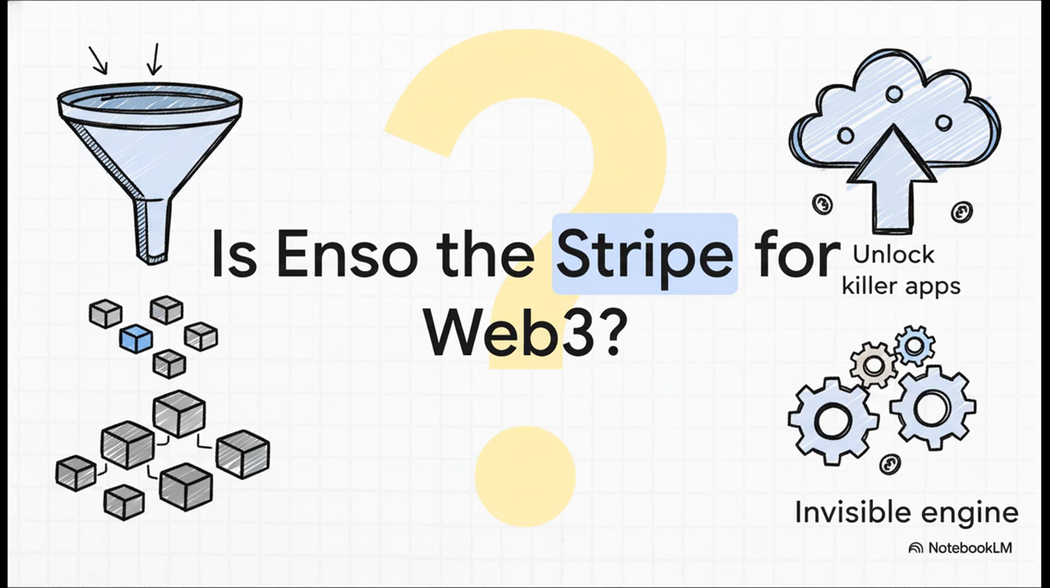I mean, Stripe made it dead simple for any developer to plug in payments, and that unlocked this incredible wave of e-commerce and new businesses. So is Enso doing that same thing, but for all on-chain value and actions? Is this the invisible engine that's going to power the next 1,000 killer apps in Web3? I don't know for sure, but it is absolutely something you're going to want to keep an eye on.